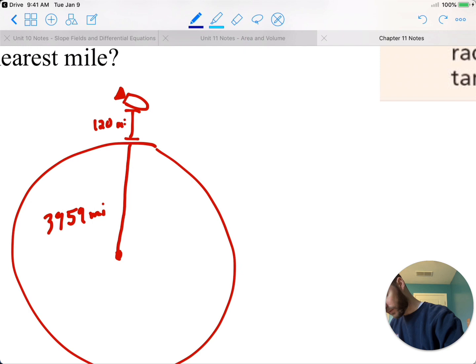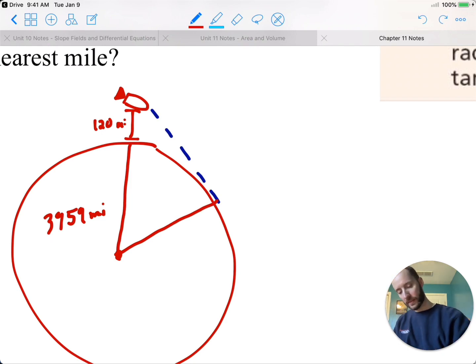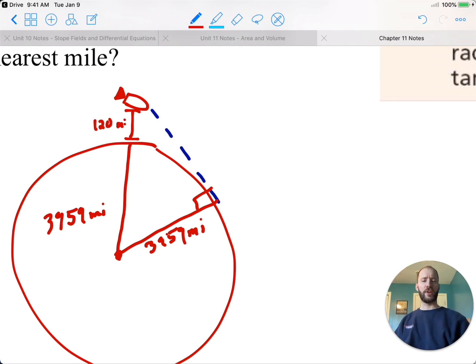Start here. So how far is that dashed blue line? Well, that dashed blue line is a tangent line. So we draw another radius out to have a rectangle. This is also 3,959 miles. So then you could use some Pythagorean theorem to find the dashed blue line.